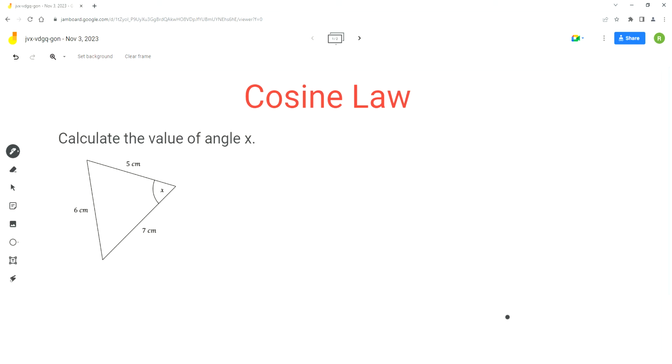Hello everyone. So in today's video, we'll solve a problem using cosine law. Now in this problem, we have to find the value of this angle x.